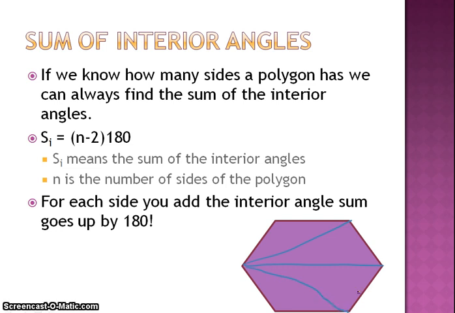So I had 6 sides. I can draw 1, 2, 3, 4 triangles. So 4 times 180 will give me my interior sum, because in a triangle, all of the angles add up to 180. So for each additional side I might add to my figure, I'll be adding one more triangle. I'll be adding 180 degrees.